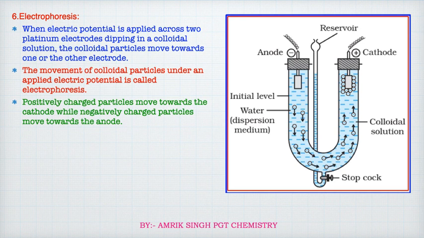Let's have the animation. Electric experimental setup. We have a colloidal solution in a U-tube. Negatively charged colloidal particles are shown. When the electric potential is applied, the negative sol particles, the colloidal particles, will move toward the positive electrode.